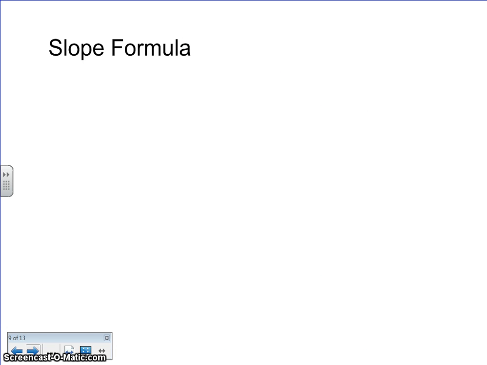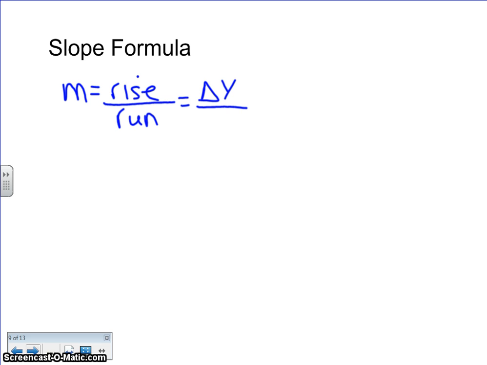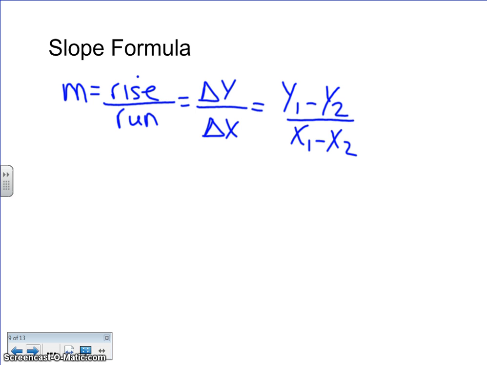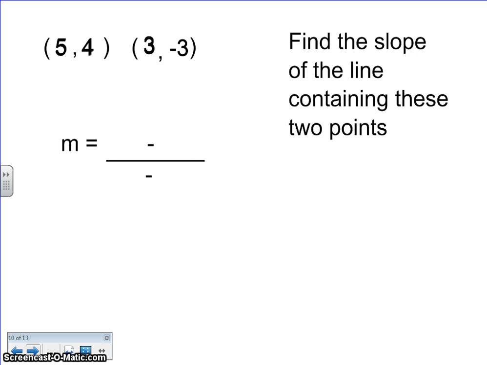And that brings us to the slope formula. The slope formula can be thought of as how far up or down you go, rise, over how far over you go, run. We can also think of it as change in y, because the y coordinates tell you how high you are, over the change in x. And then a lot of people like to write it out the long way, y1 minus y2 over x1 minus x2. Some people say y2 minus y1. It all means the same thing. It's the difference in how high you're going up divided by the difference in how far you're going over.